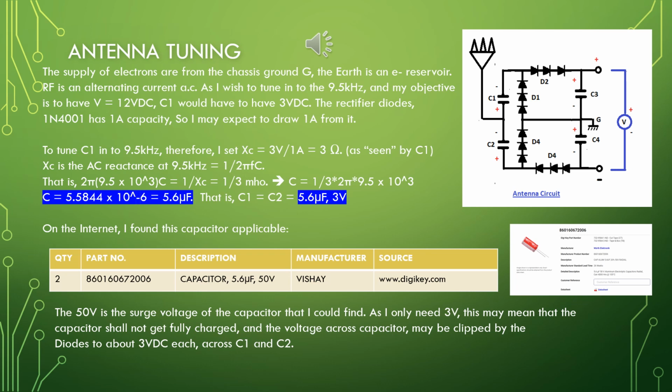On the internet, I found this capacitor applicable. Quantity 2. Part number 8601606720006. Description: capacitor 5.6 microfarad, 50 volt. Manufacturer: Vishay. Source: www.digikey.com. The 50 volt is the surge voltage of the capacitor that I could find. As I only need 3 volts, this may mean that the capacitor shall not get fully charged, and the voltage across the capacitor may be clipped by the diode to about 3 volt DC each across C1 and C2.